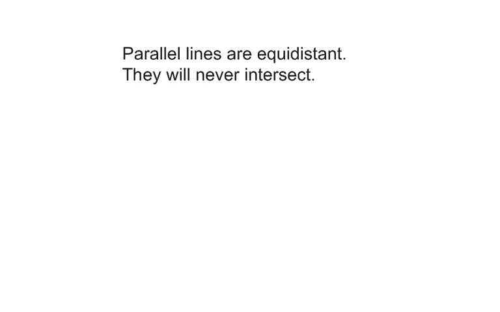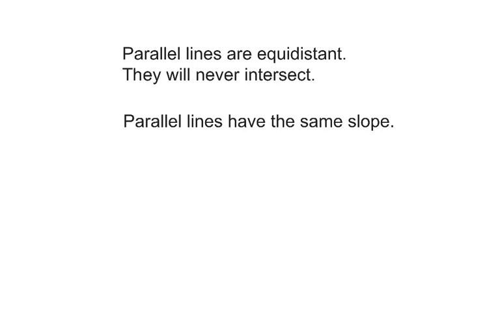Do you know how to determine if two lines or a set of lines are parallel? Parallel lines are equidistant. They will never intersect. Parallel lines have the same slope. And if you think about it, it makes perfect sense. Let's take a look at a coordinate grid where parallel lines have been graphed.